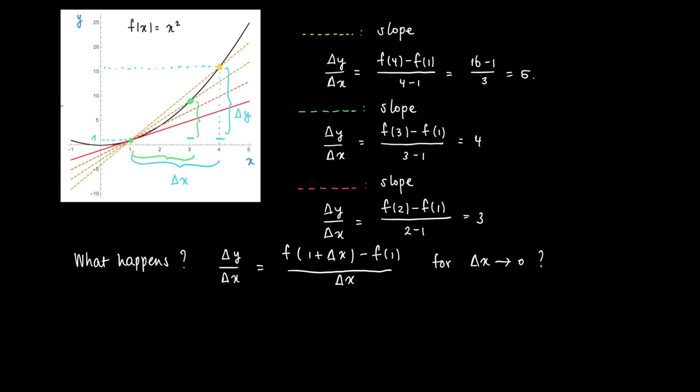What happens if delta x goes to 0? Can we calculate the limit as delta x goes to 0 of delta y divided by delta x? If this limit exists, then it is called the derivative of the function at x equals 1. This will be the limiting slope, or the slope of the solid red line.